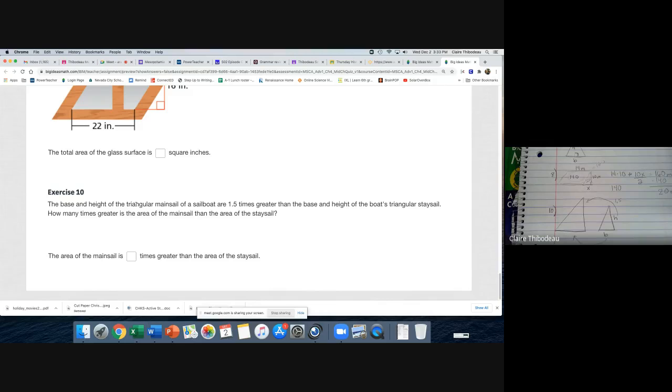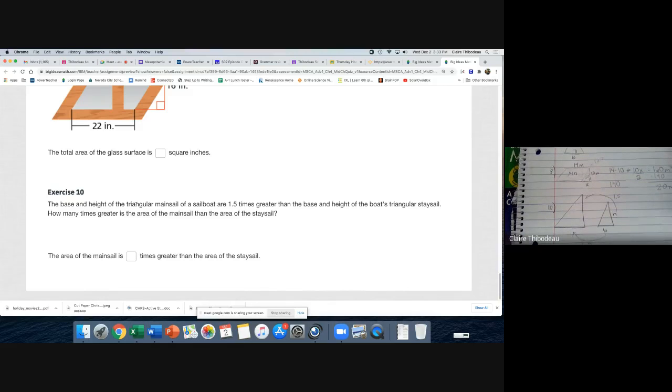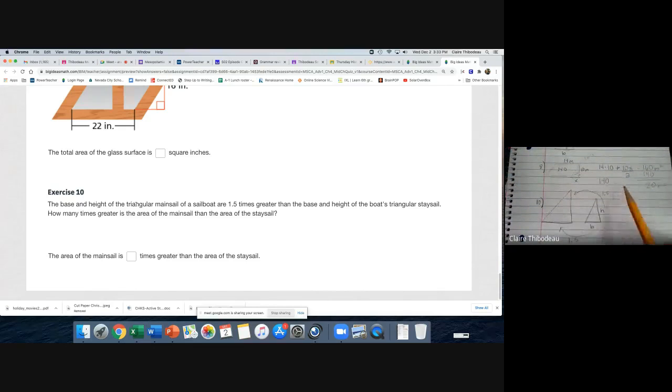How many times greater is the area of the mainsail than the area of the staysail? So this is where it gets tricky, because you remember we're talking in square units. Does it say the measurement on here? No, it doesn't. So we're talking about square units, but we don't know what the base and height are of either of them, right? All we know is that the base of this big triangle is 1.5 times larger, and we know that the height of this triangle is also 1.5 times larger.